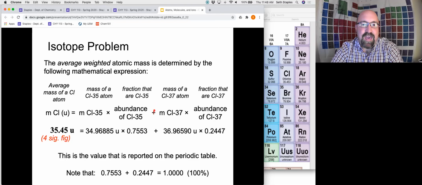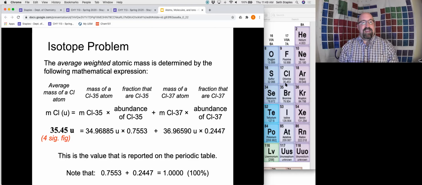And then we add that to our mass of chlorine 37. That's the 36.96590 from the last slide. And then our abundance of chlorine 37. So there's our 24.47 divided by 100. And so we take those numbers, we just do the math of that, and we come up with an average mass of chlorine of 35.45 atomic mass units. And lo and behold, that's what we find on the periodic table.